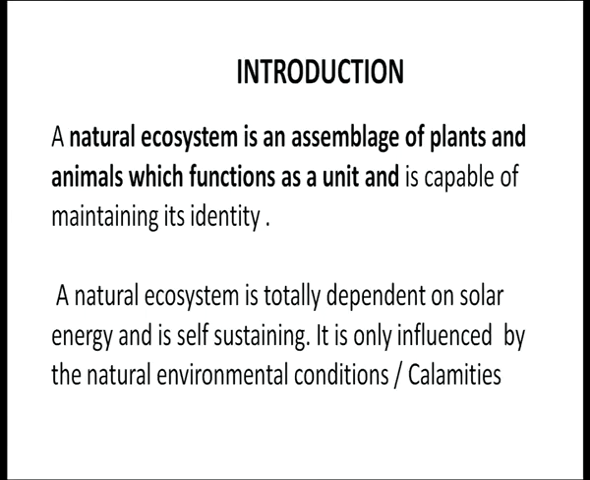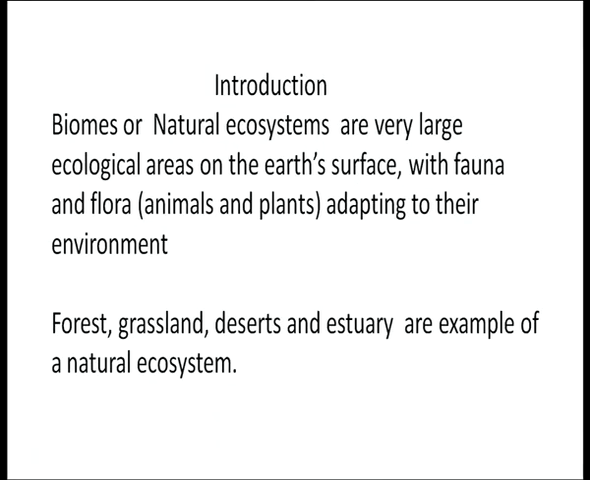Today, I am going to discuss with you the natural ecosystems. A natural ecosystem is an assemblage of plants and animals which function as a unit and is capable of maintaining its identity. A natural ecosystem is totally dependent on solar energy and is self-sustaining. It is only influenced by natural environmental conditions or calamities. Biomes or natural ecosystems are very large ecological areas on the earth's surface with fauna and flora, that is animals and plants, adapted to that environment. Forests, grasslands, deserts, estuaries are examples of natural ecosystems.